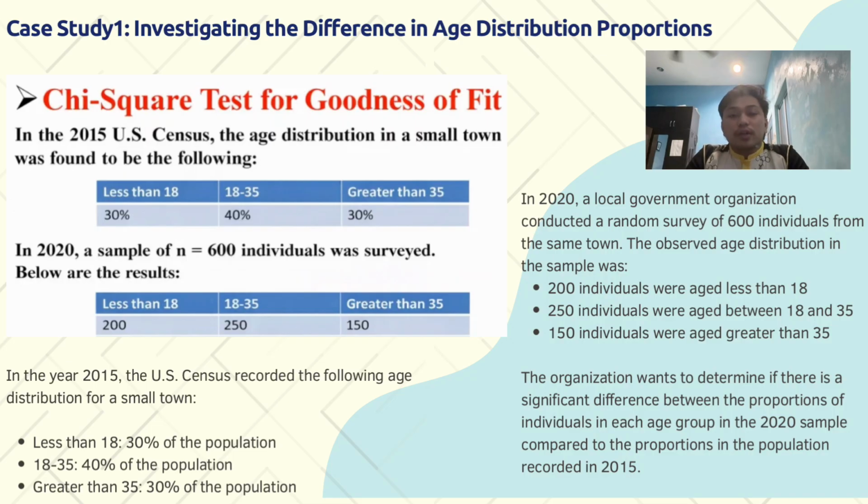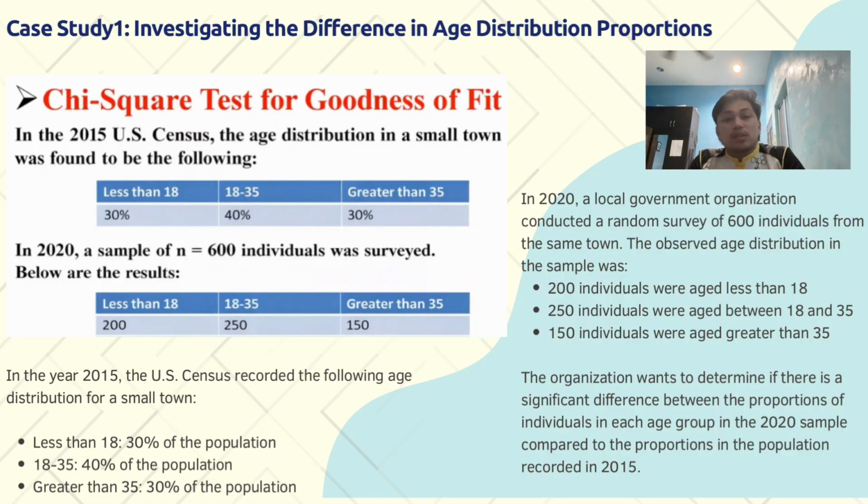Hello everyone, my name is Zulhazmi Ifan and today I will present case study 1 on the chi-square test for goodness of fit. So our goal is to see if the age distribution in a small town changed between 2015 and 2020. According to the 2015 census, the population distribution was 30% for less than 18, 40% for 18 to 35, and 30% for greater than 35.